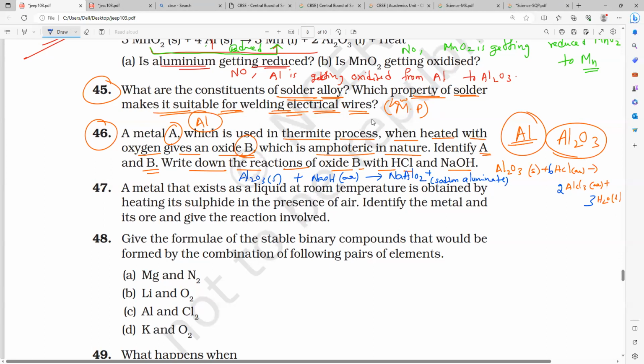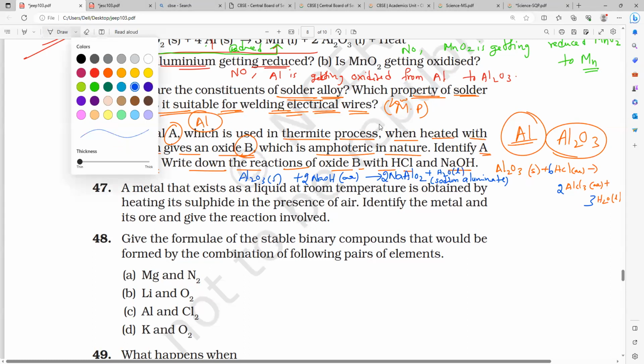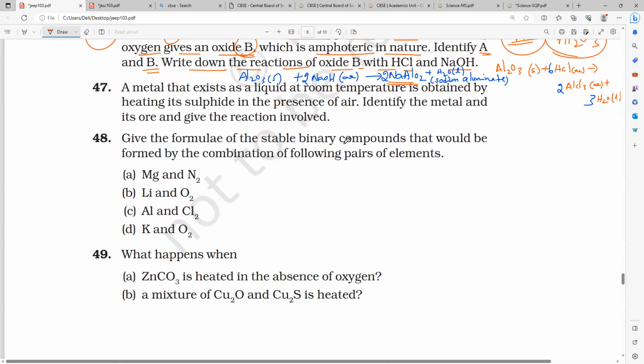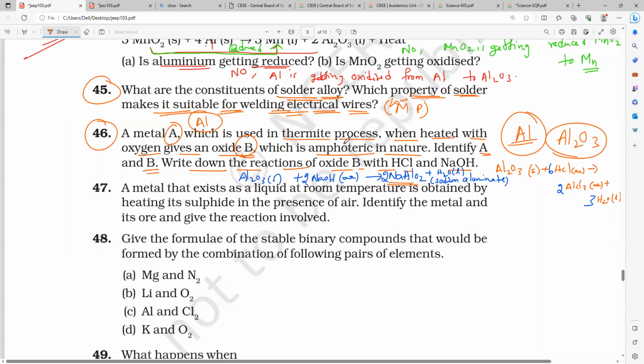Be careful. One error is enough, and the whole year's hard work will be gone. Balance the equation: Al2O3 plus 2NaOH gives 2NaAlO2 plus H2O. Make sure this mistake does not happen again. Be very precise when writing the formula. Don't let one formula become your disadvantage. Learn it, everybody. The sodium aluminate formula is NaAlO2. Write it. Next.